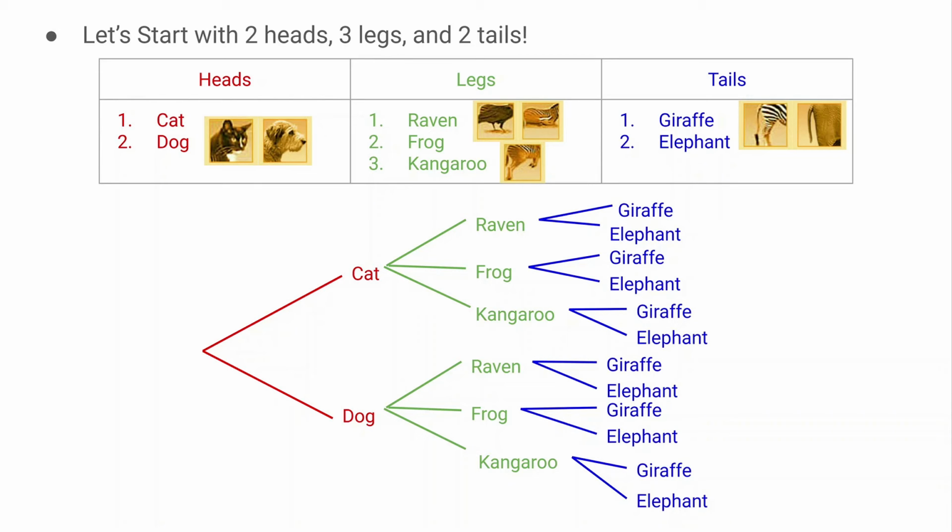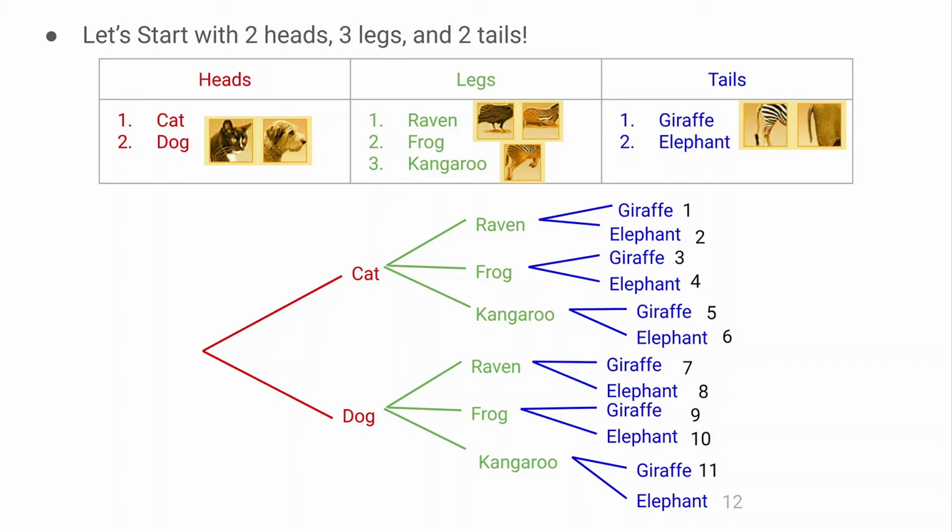So the way to read this would be to go down each line. So for example, if we wanted to create an animal with a dog head, frog legs, and a giraffe tail, we can go down the line for each category. So first we choose dog, then from dog we pick frog, then from frog we pick giraffe.